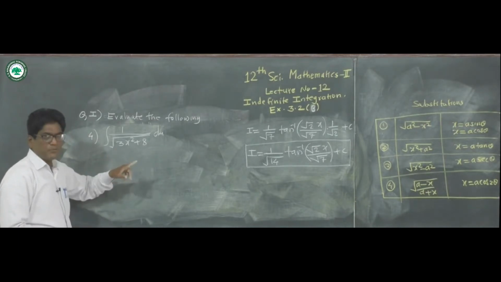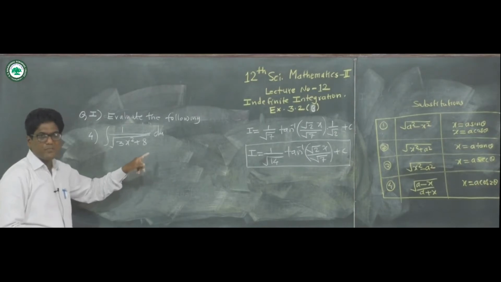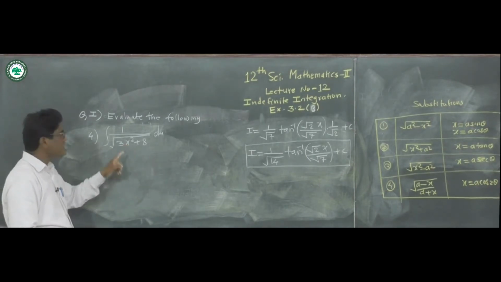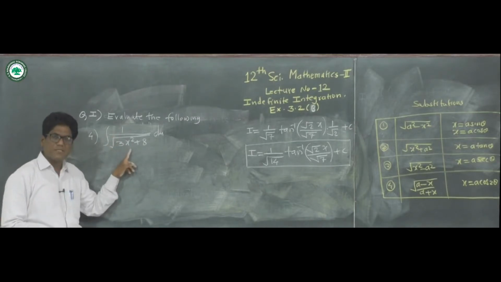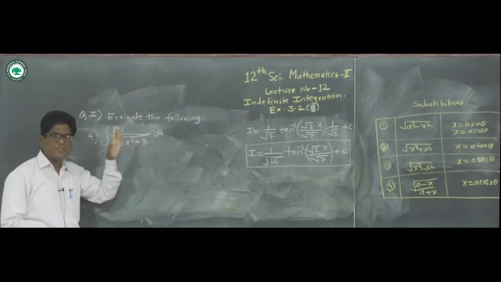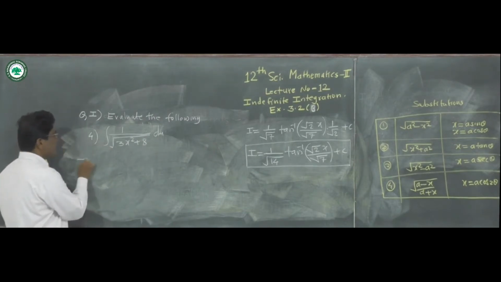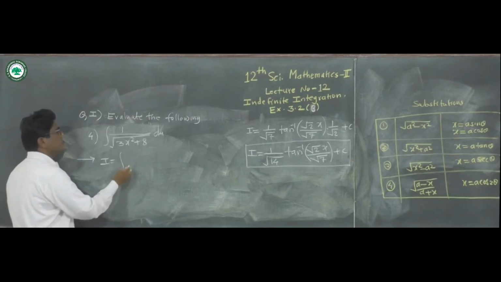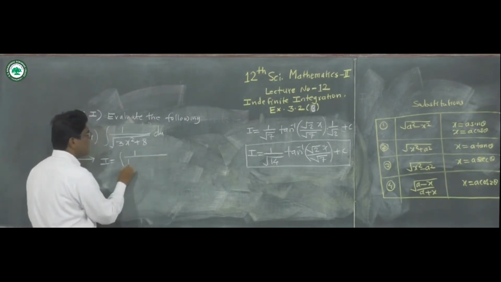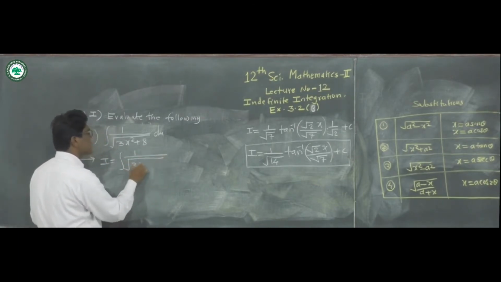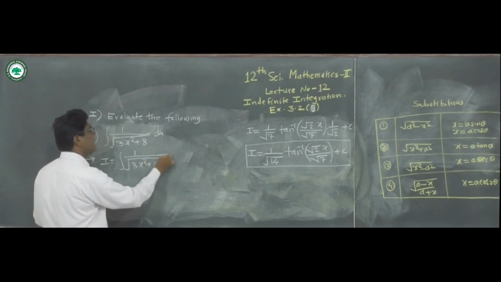So we have to use the 4th, 5th and 6th formulas. The 4th formula is integration of 1 upon under root of a square minus x square. So always see whether there is 1 upon root of a square minus x square, then the formula is sine inverse of x upon a. Now, firstly we write this as I. So I is equal to integration of 1 upon root of 3x square plus 8 dx.